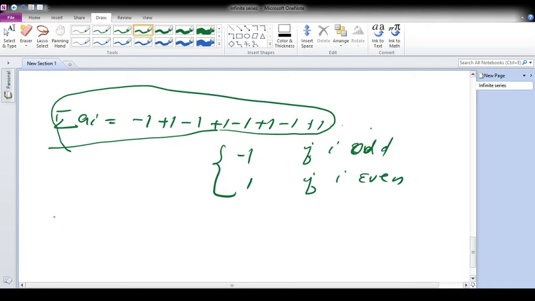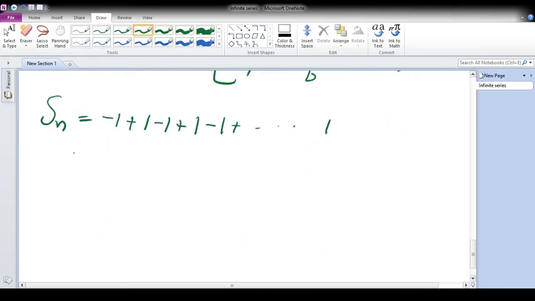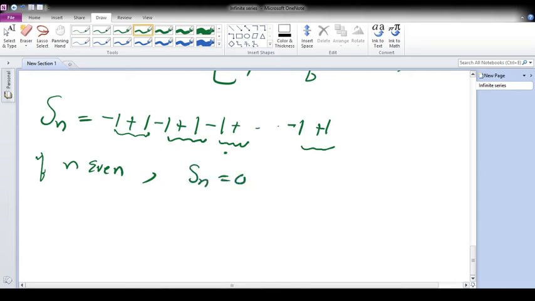Next, partial sum is Sn. So partial sum of n terms is minus 1, plus 1, minus 1, plus 1, minus 1, plus 1, etc. If n is even, this partial sum ends with a plus 1. So minus 1, 1, that is 0, minus 1, 1, that is 0, minus 1, 1, that is 0. We can pair each of the numbers, so we got 0. So in the case of n even, Sn equal to 0.